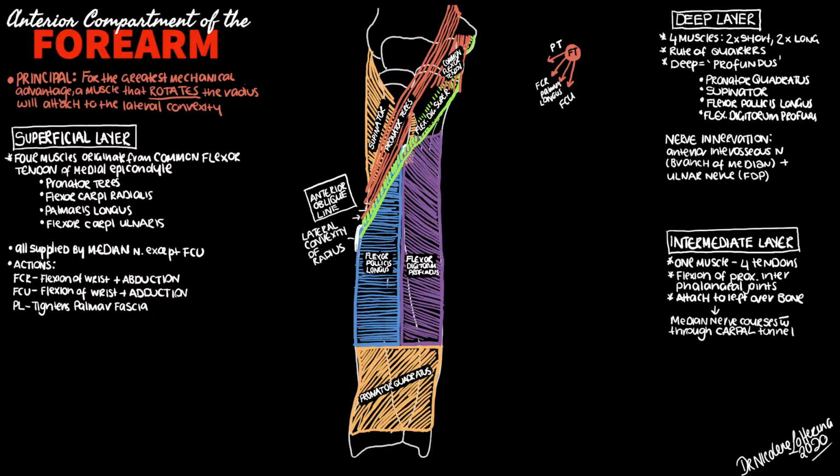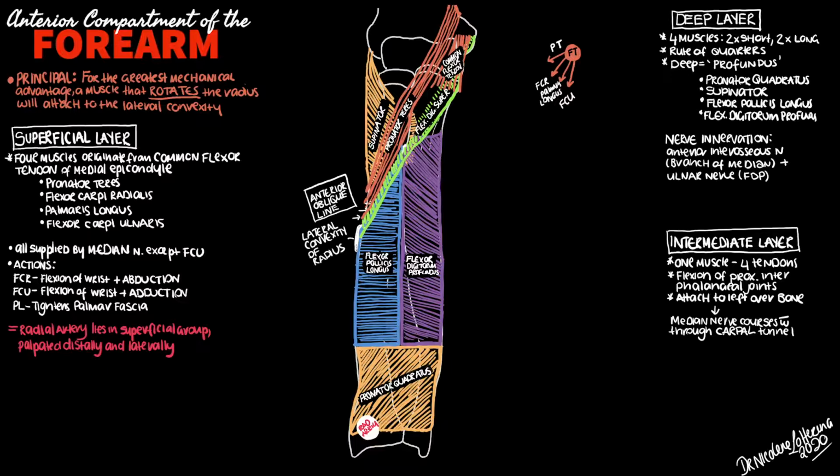Specifically then revisiting the major actions associated with each of the superficial muscles, flexor carpi radialis is responsible for flexion of the wrist as well as abduction of the wrist. Flexor carpi ulnaris is also going to be responsible for flexion of the wrist, but it's also going to adduct the wrist. And then lastly, palmaris longus functions to tighten the palmar fascia. It is also going to be responsible for opposing shearing forces on the skin of the palm during gripping.